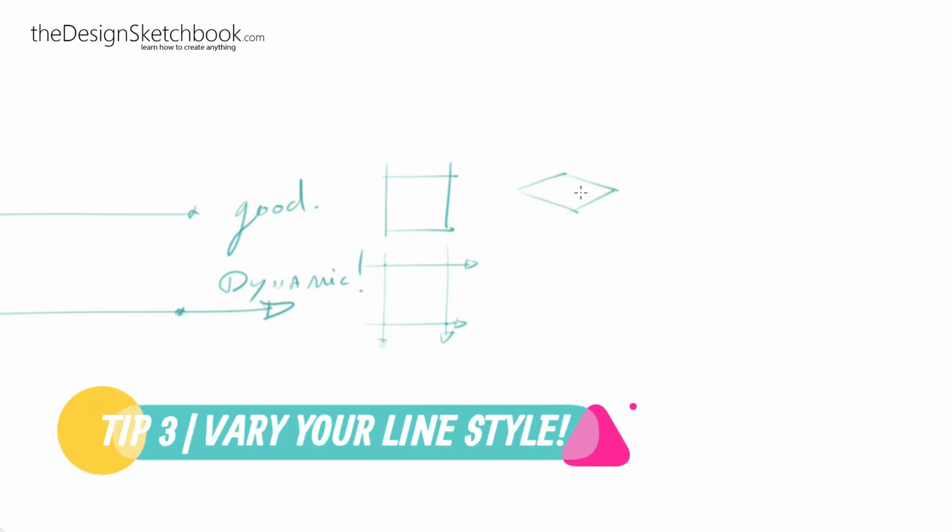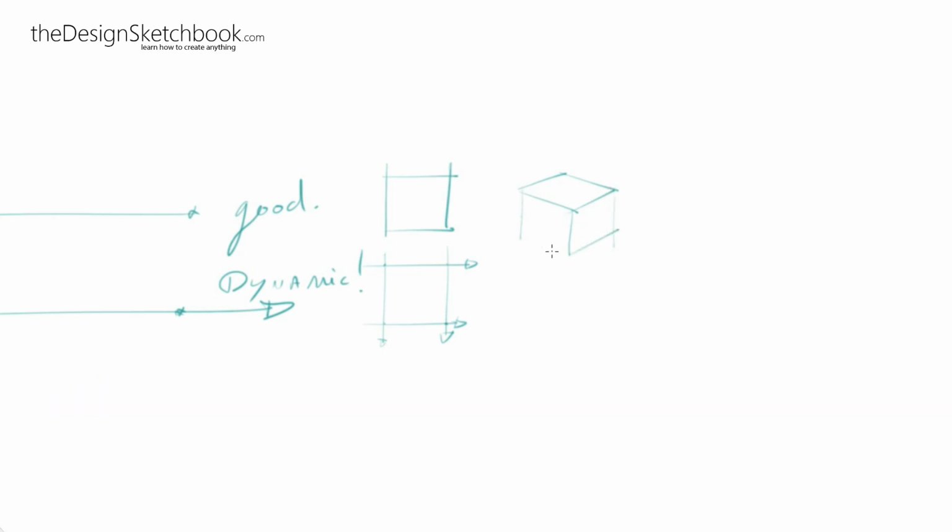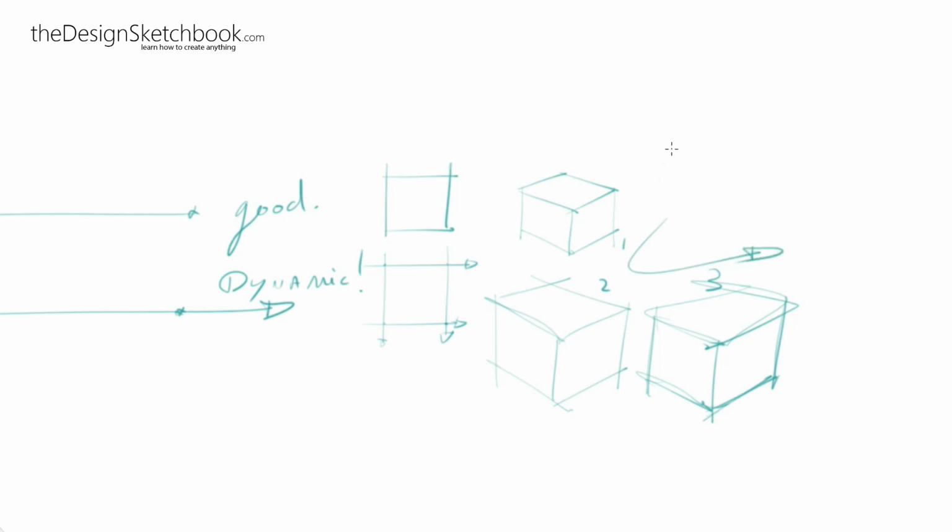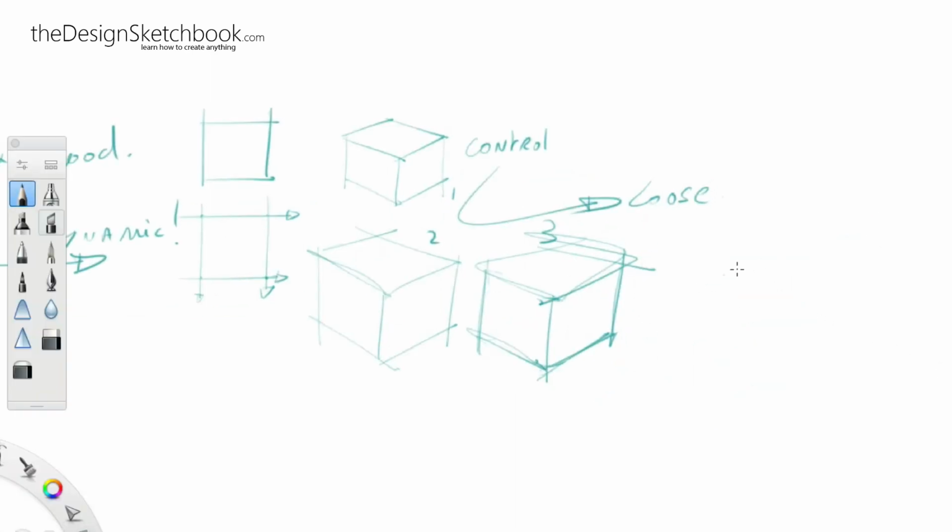Tip 3, vary your line style. So you're going to get a palette of line styles, from very static to sometimes something more expressive. From this palette you can pick up whenever you need, depending on what type of project you have and which phase you are in. As you can see here, the third one is going to be more wide. The first one is something more controlled, and the third one is when you're going to look for expression, with lines that are more loose.